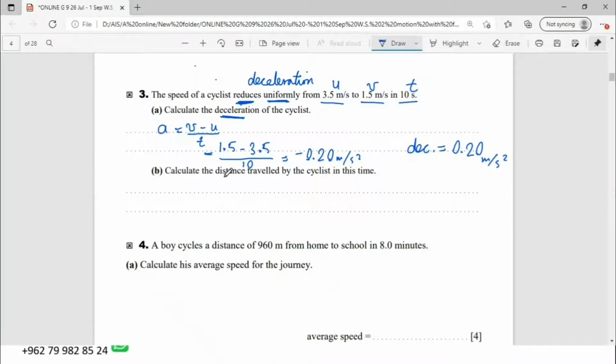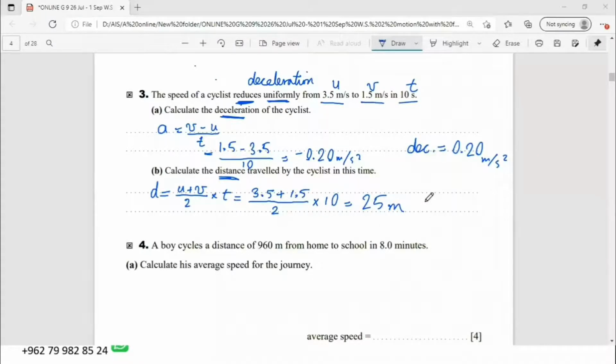Then they calculate the distance. The formula is distance equals U plus V over 2 multiplied by T. So we continue: 3.5 plus 1.5 is 5, divided by 2 is 2.5, multiplied by 10 gives 25 meters. Now what do you think? Easy, right? It's very simple. You have to be careful about it.